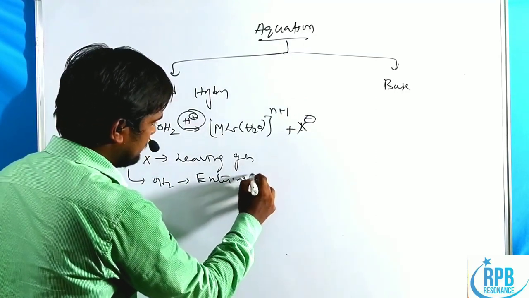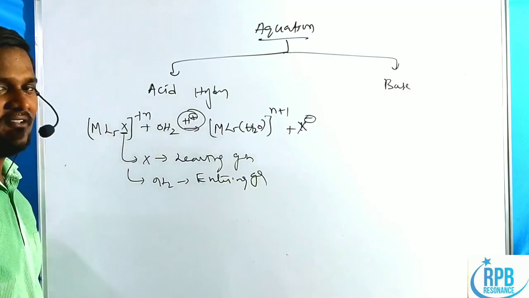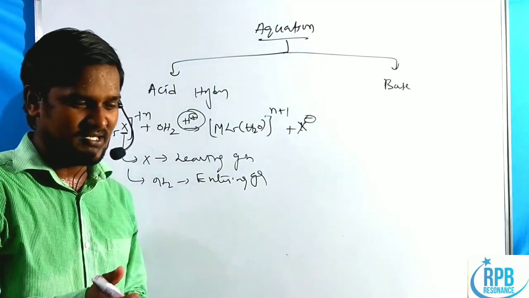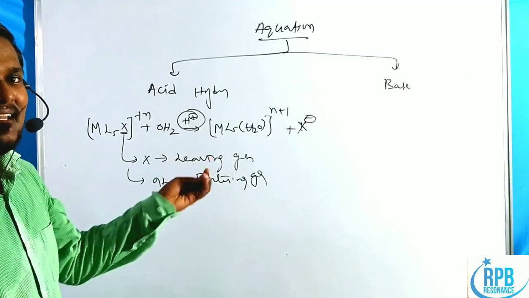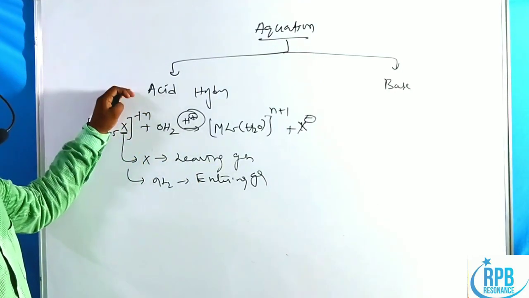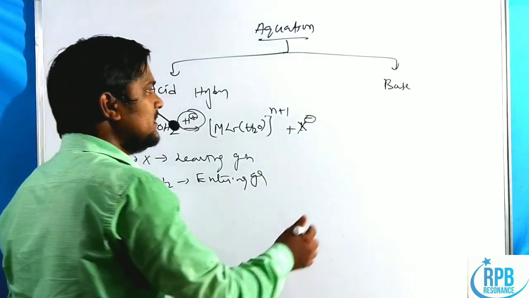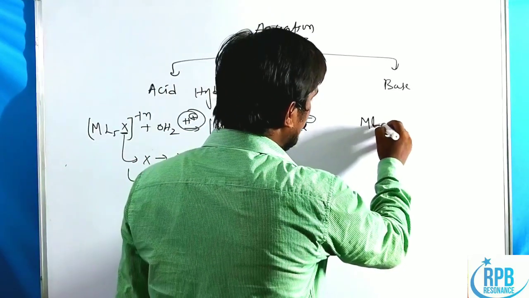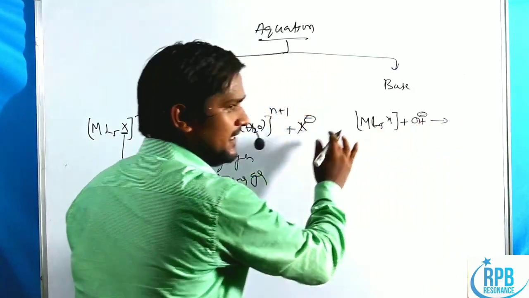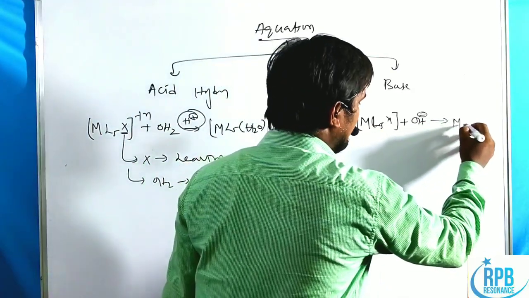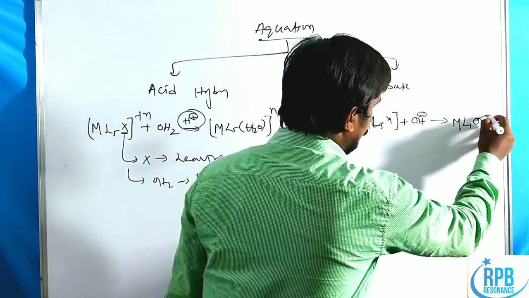OH2 is the entering group. Now generally, acidic hydrolysis would not be able to give information about either the SN1 mechanism or the SN2 mechanism. We will discuss in another lecture whether it follows the SN1 or SN2 mechanism. Now here in basic medium, ML5X, OH minus replaces the leaving group, then it is called base hydrolysis.